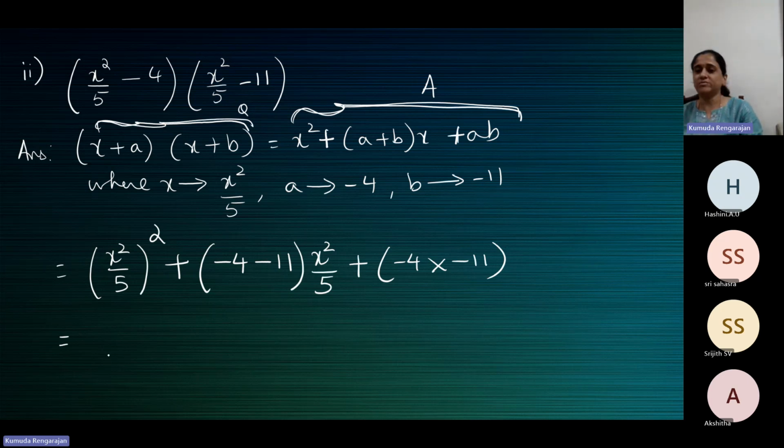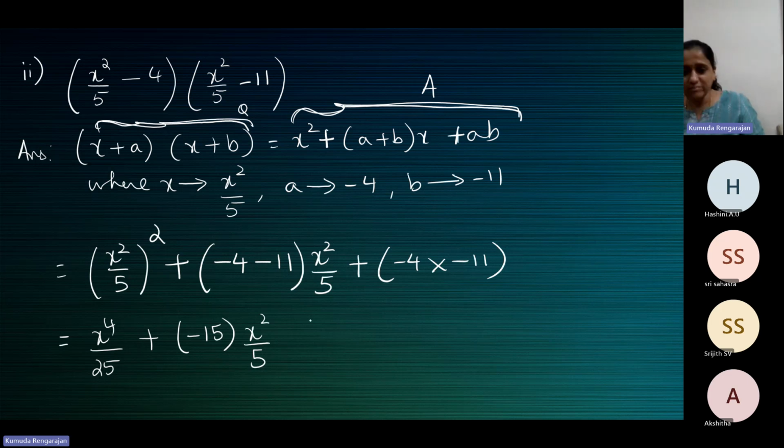Now simplify. Now we have substituted. We've made use of the identity and substituted. Now no more looking at the identity. Now you should simplify. X to the power 4 divided by 25. Plus, let's simplify slowly. Minus 15 into x squared by 5, then minus into minus plus, minus into minus 5 plus 44. Here you can cancel. 5 ones are 5, 5 threes are 15. You can cancel. I'll write the next step here.